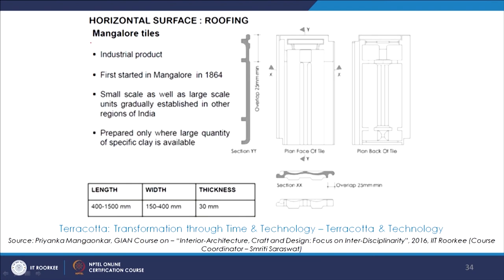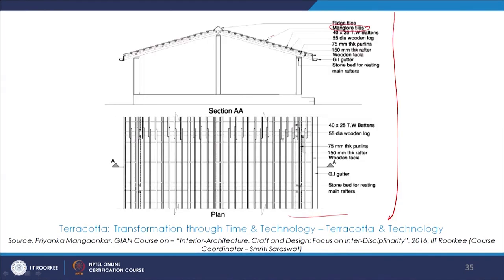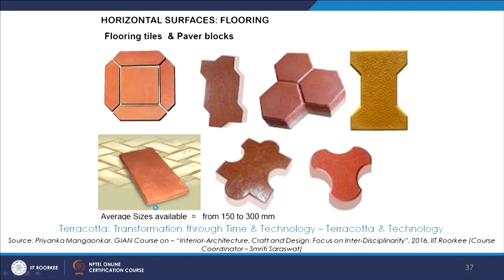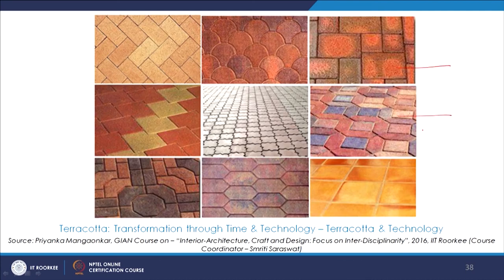This is another one. This is about the Mangalore tiles, which are made out of terracotta, and its dimensions and how they have been used in construction. Some more details, drawings. Here we see the Mangalore tiles. Again, some more details, tiles, and how they have been used in construction. This is about the flooring tiles and the paver blocks. So different kinds of paver blocks and how they could be used for flooring, creating patterns out of these blocks for interesting flooring. Again, some flooring patterns.